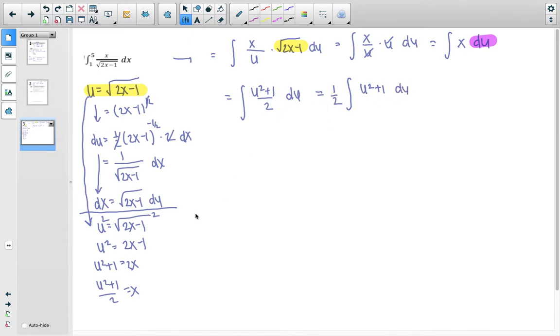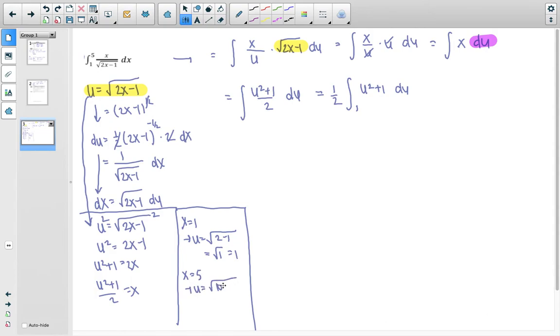Alright, the next thing we have to do, before this problem is pretty much a breeze, is change the upper and lower boundaries. So the lower boundary is x equals 1, what it started with, and we find that by plugging it into u. If you do 2 times 1, it's 2, so you have 2 minus 1. 2 minus 1 is 1, so the square root of 1 is 1. So our lower boundary happens to be 1 again, and then we're going to plug in 5. If you do that, you get 10 minus 1, which is 9, and the square root of 9 equals 3. So our boundaries are 1 and 3.